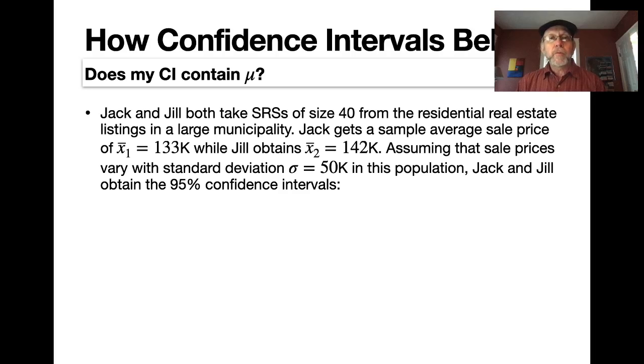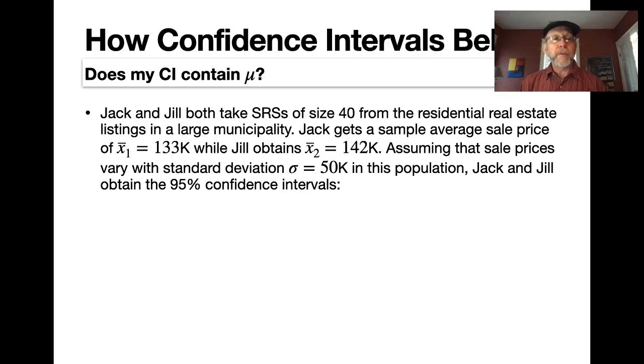Does my confidence interval really contain the population mean mu? Let's begin by considering a little parable here of Jack and Jill. Let's say that Jack and Jill both take simple random samples of size 40 from the residential real estate listings in a large municipality. So they do this independently. They're going to get different random samples, but they're both of size 40. Let's say that Jack gets a sample average sale price of $133,000, while Jill, using a different random sample, gets an average sale price in her sample of $142,000.